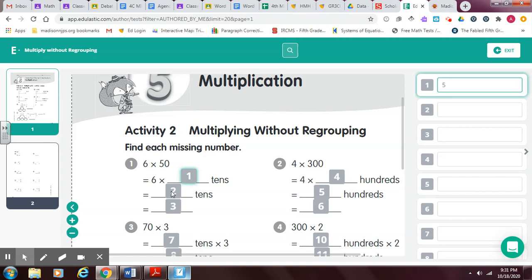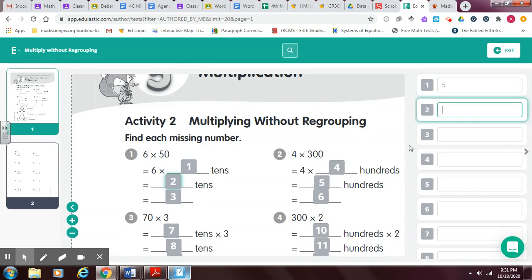Then for number 2, it says some number of tens. So I have to think this through. 6 times 5 tens is how many tens? So I need to think about that multiplication fact. 6 times 5. What is 6 times 5? That's 30. So I'll type in 30.